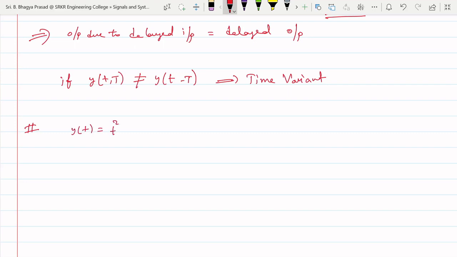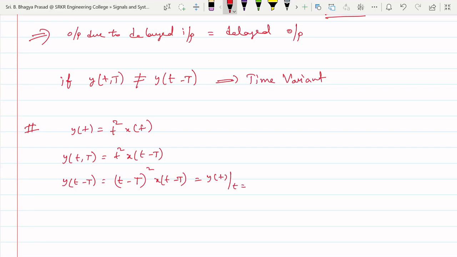y of t equal to t square x of t. First, the output due to delayed input, that is, only the input was delayed, so x of t minus tau. The input only delayed, so this one is t square x of t minus tau, not t. Now y of t was delayed, the output was delayed by T, that is, t minus T whole square and x of t minus T, and this is nothing but y of t at t equal to t minus T. If you observe, both are not equal, so it is time variant. Whenever you observe terms like t or t square multiplied with the input, obviously the system will be time variant.